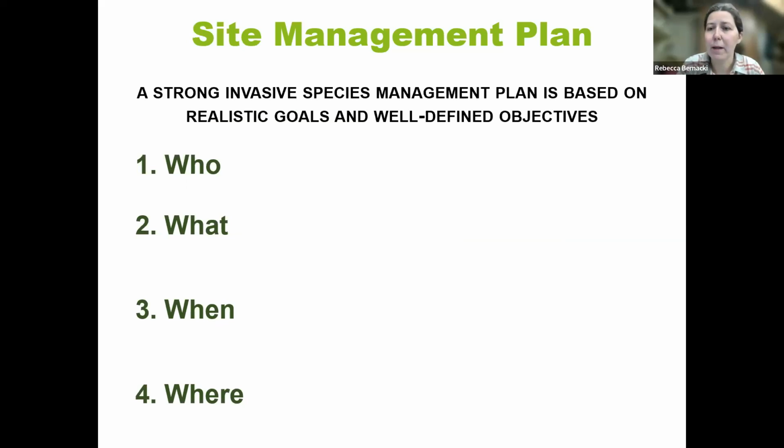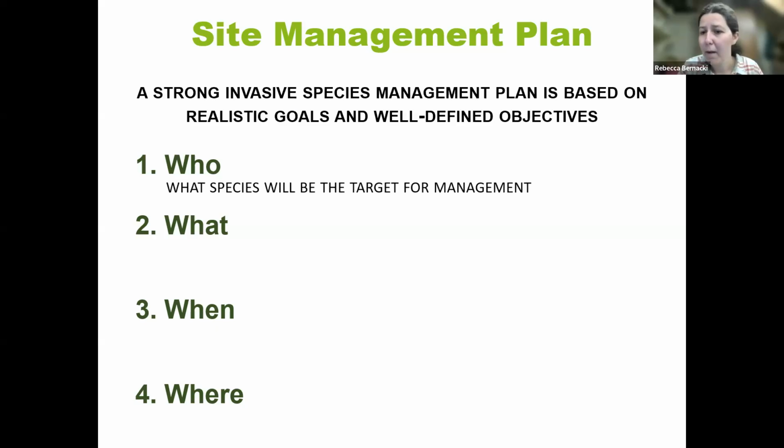So for every place where we undertake invasive species action, we want to have a site management plan. We want to be realistic about our goals and have well-defined outcomes, so we have a plan going forward each year. The first thing we ask ourselves is who. What species will be the target for management? Maybe you have multiple species in an area. Maybe you want to target one and not the other. Or maybe you want to target both.